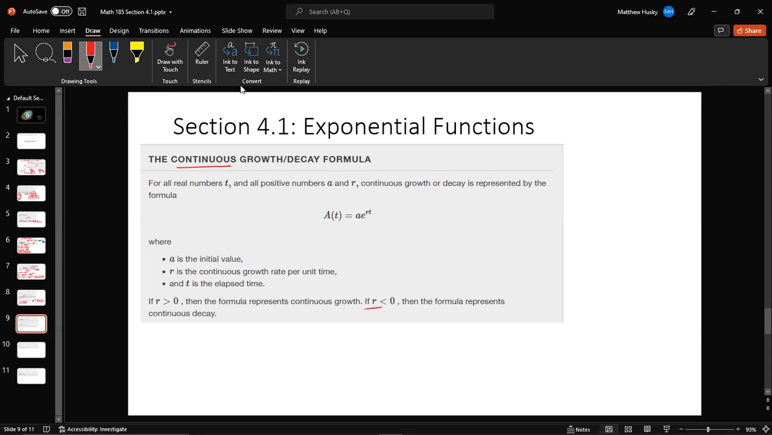So here they're just saying that if r is less than 0, then the formula is going to be decay. And if r is bigger than 0, it's going to represent growth. So you've got a starting number A times e, and then you do the rate times the time that goes by.